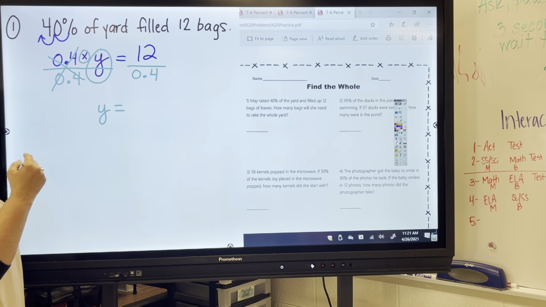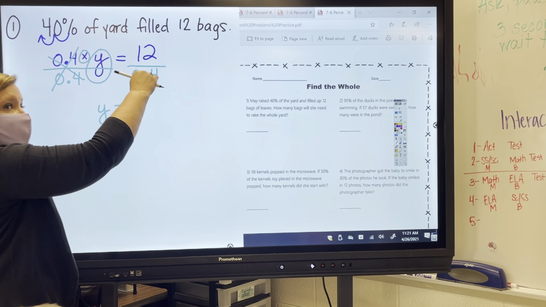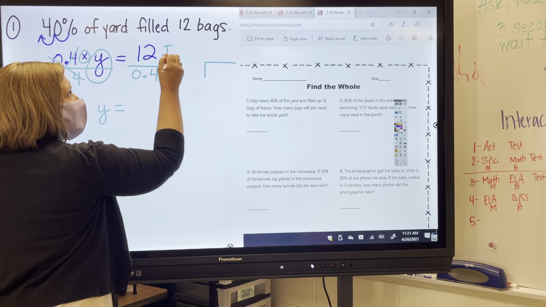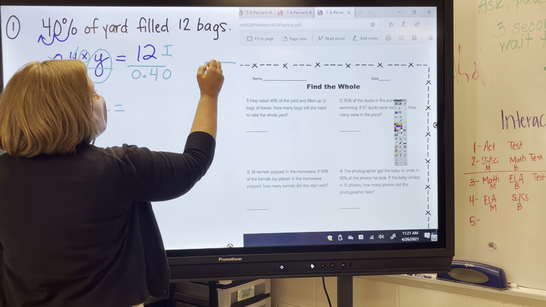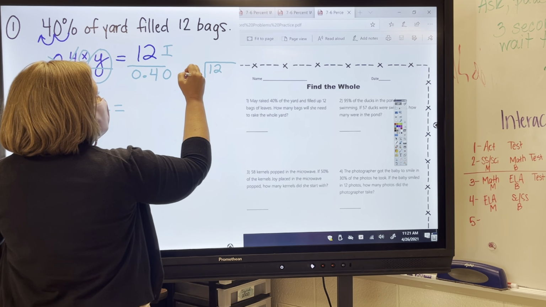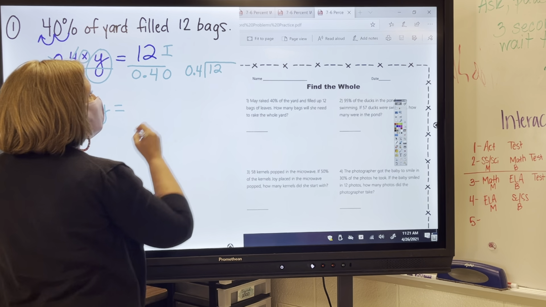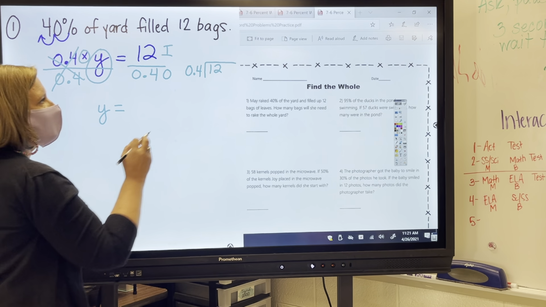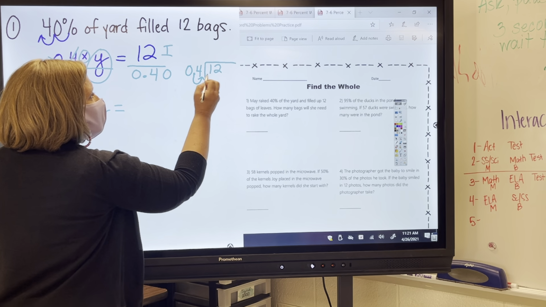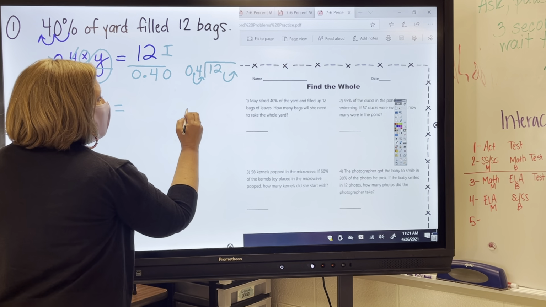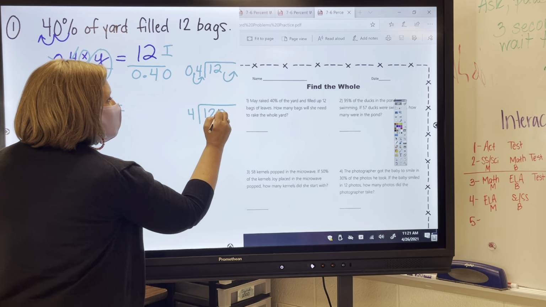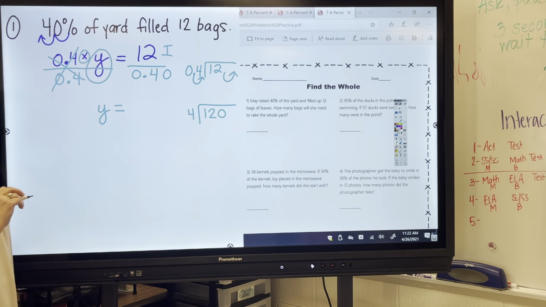Now, when we have a fraction like this, how do I set it up? What do we need to remember? Inside out, okay? So 12 is going to go on the inside. 4/10 is going to go on the outside. Can I do it like that? Nope. So I need to move my decimal. And I have 4 on the outside and 120 on the inside.